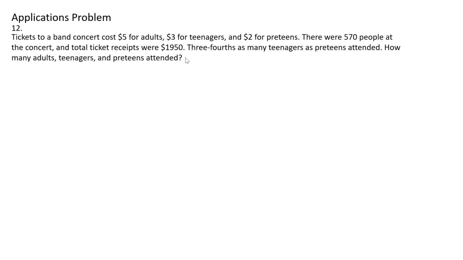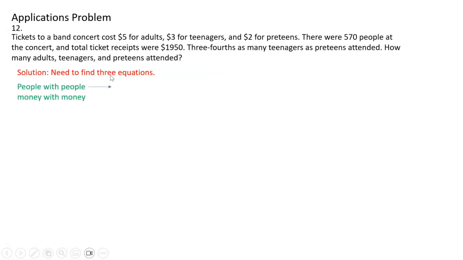So for the solution, we need to find 3 equations. Let's see here. We're going to do people with people, and then money with money. And then the last sentence, or the second to last sentence, will be the third equation. So people with people, money with money. So here we go to find the first equation.